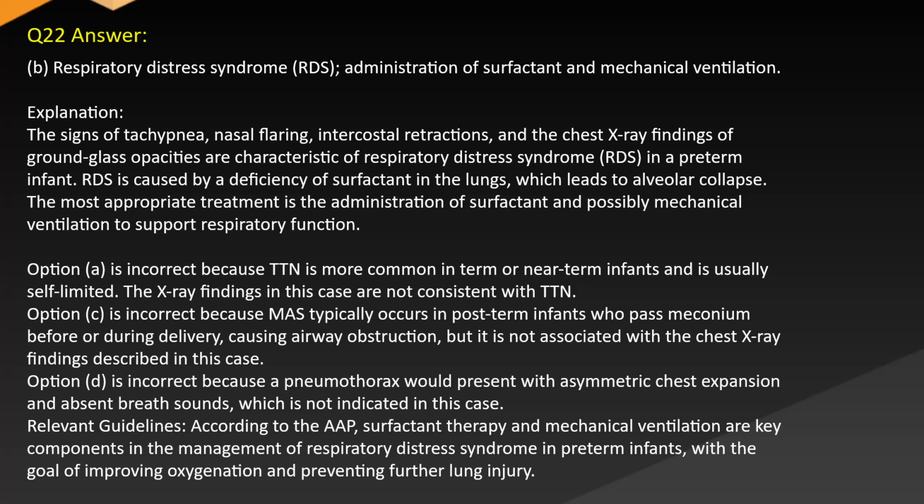Option A is incorrect because TTN is more common in term or near-term infants and is usually self-limited. The X-ray findings in this case are not consistent with TTN. Option C is incorrect because MAS typically occurs in post-term infants who pass meconium before or during delivery, causing airway obstruction, but it is not associated with the chest X-ray findings described in this case.